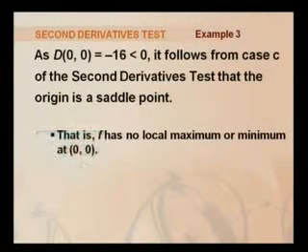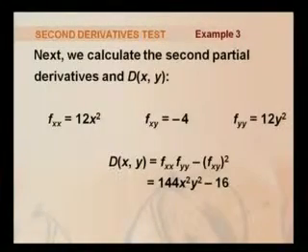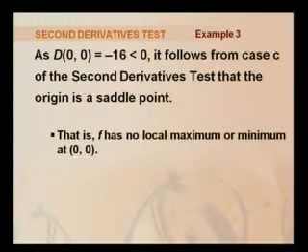So Dxy is equal to 144x square y square minus 16. Now we will find the value of Dxy at the point (0, 0), at the point (1, 1), and at the point (minus 1, minus 1). First we find the value of Dxy at the point (0, 0). Then D(0, 0) is equal to minus 16, which is less than 0. That means case C, when D is less than 0.